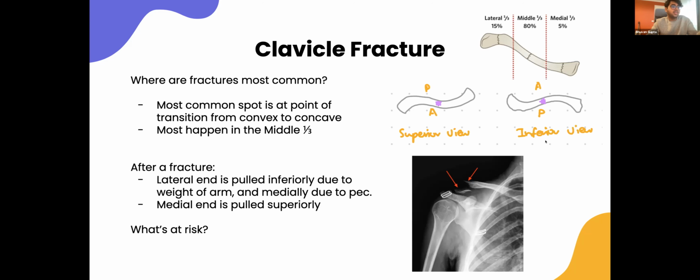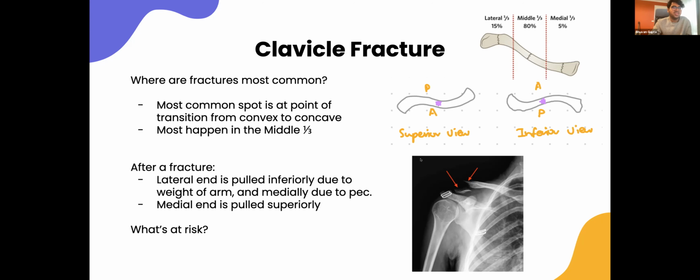After a fracture, it's a pretty nasty one, but we can see that the lateral end is pulled inferiorly, and that's because we have our arm weighing down on that side of the clavicle. Whereas the medial end is going to go superiorly. That's because we have our sternoclavicular joint, and so it's going to keep that steady there and let it spring upwards.